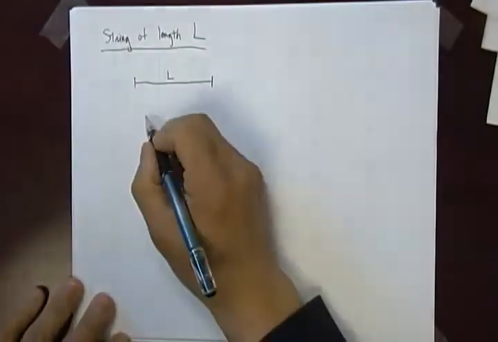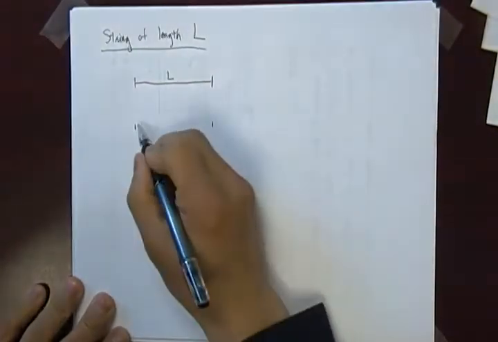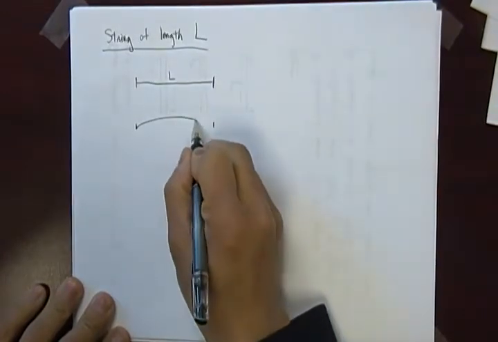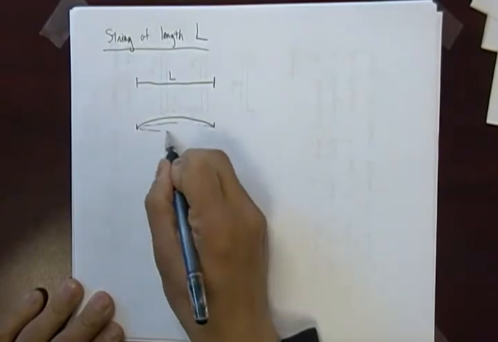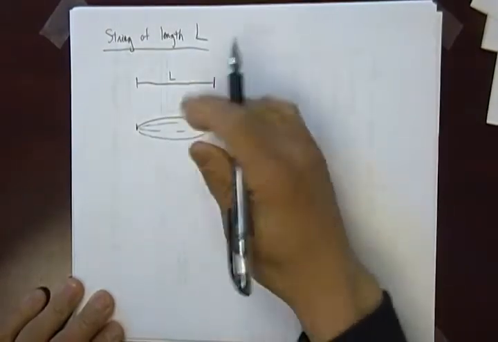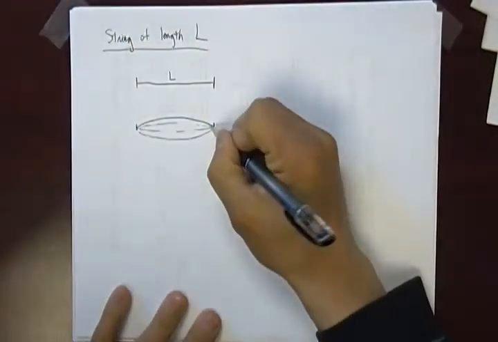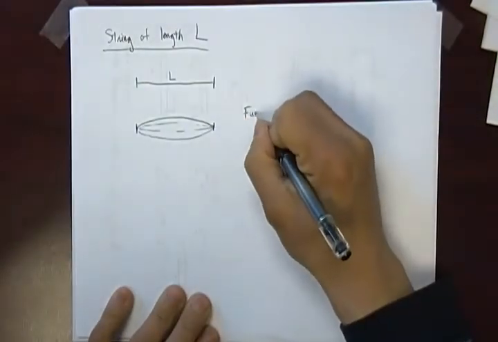We can plot the string so that it's vibrating in what's called the fundamental mode, and I'll try to show you here. The string is going from there to there, and here's the envelope, and the vibration will be like that. It goes back and forth, up and down that way. This is what we call the fundamental mode.